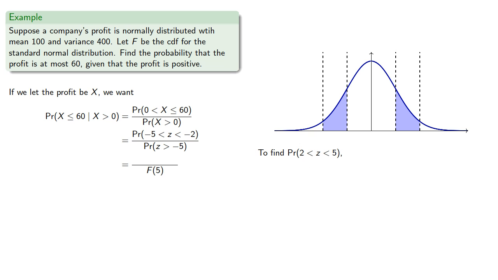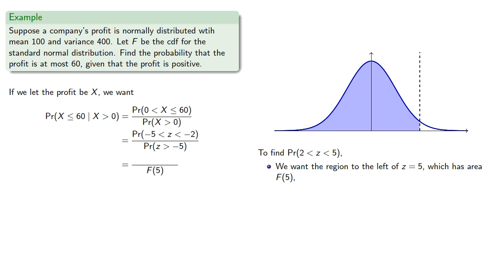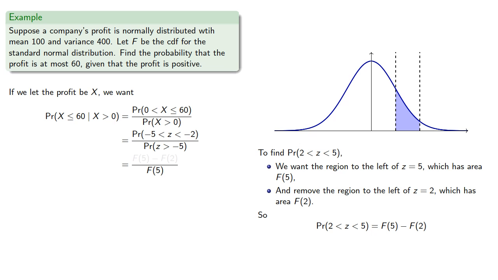And that's going to be the region to the left of 5, from which we'll remove the region to the left of 2. And so we find the values, and so the quotient is going to give us our conditional probability.